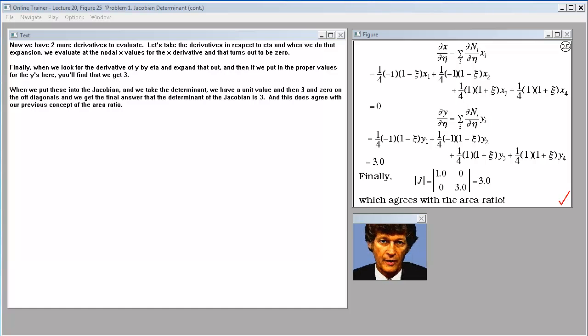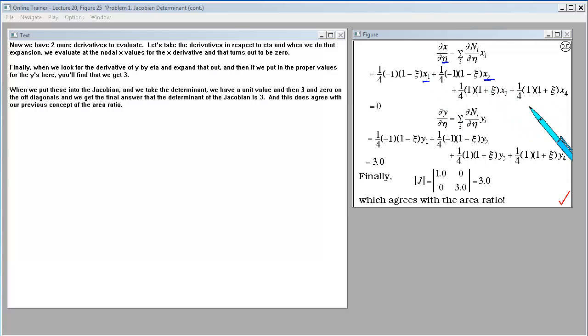Now we have 2 more derivatives to evaluate. Let's take the derivatives with respect to eta. And when we do that expansion, we evaluate at the nodal x values for the x derivative, and that turns out to be 0. Finally, when we look for the derivative of y by eta and expand that out, and then if we put in the proper values for the y's here, we'll find that we get 3.